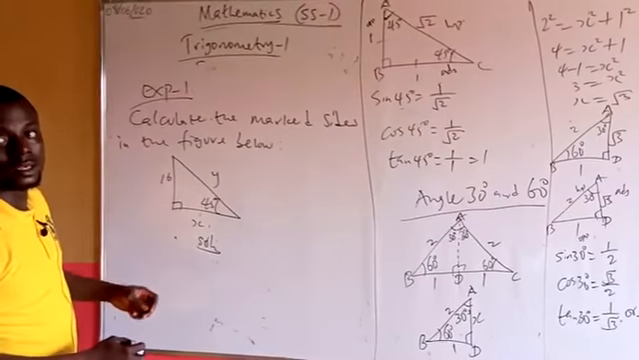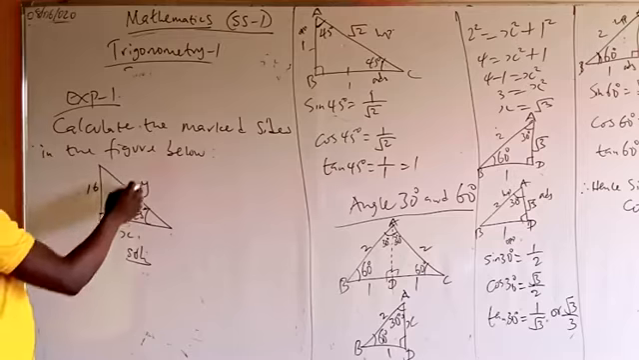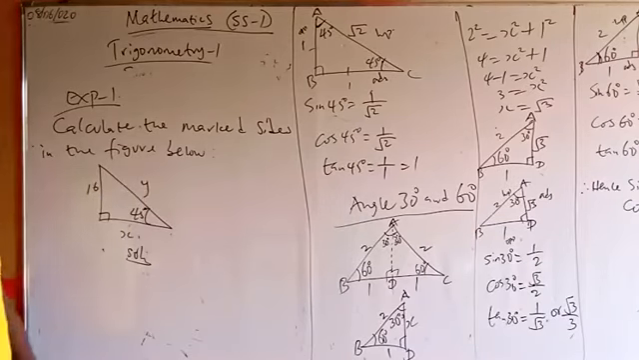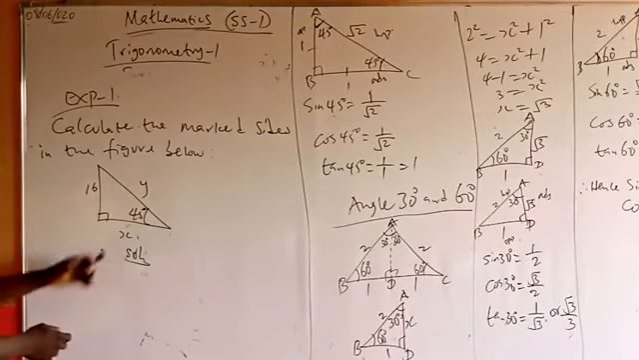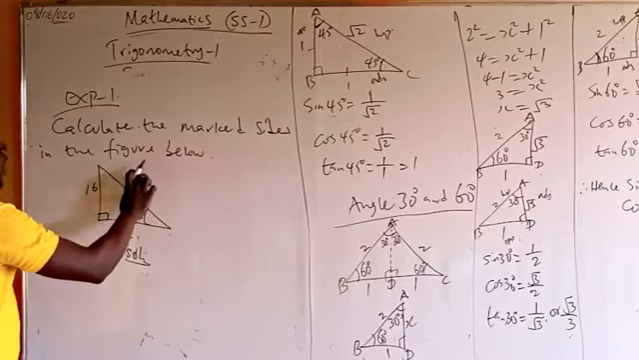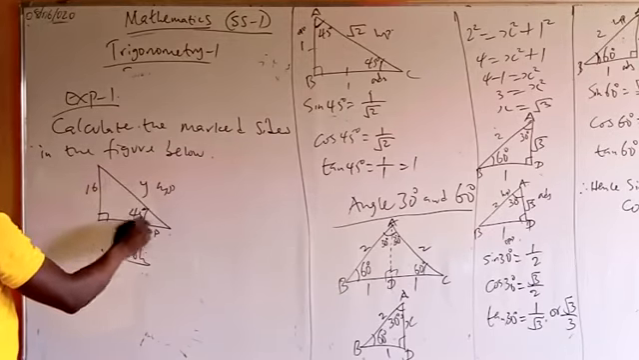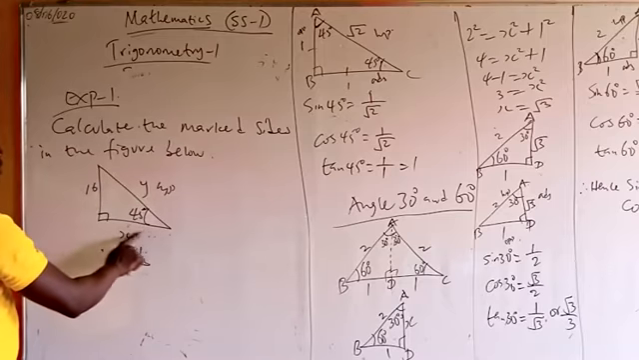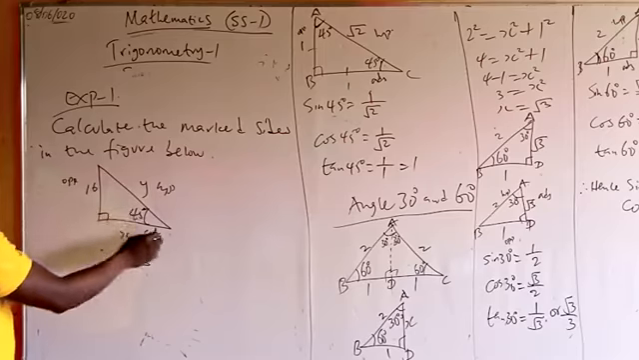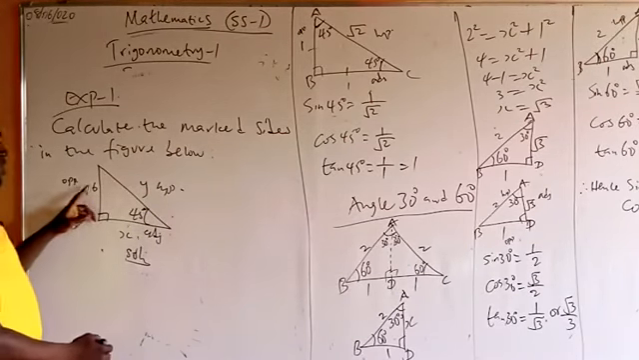So we are asked to calculate the marked sides, which are side S and Y respectively. So how do we calculate? Let's start with side Y. Y is what? Here is the hypotenuse, here is the adjacent, and here becomes the opposite. So to find Y, we already know this side.